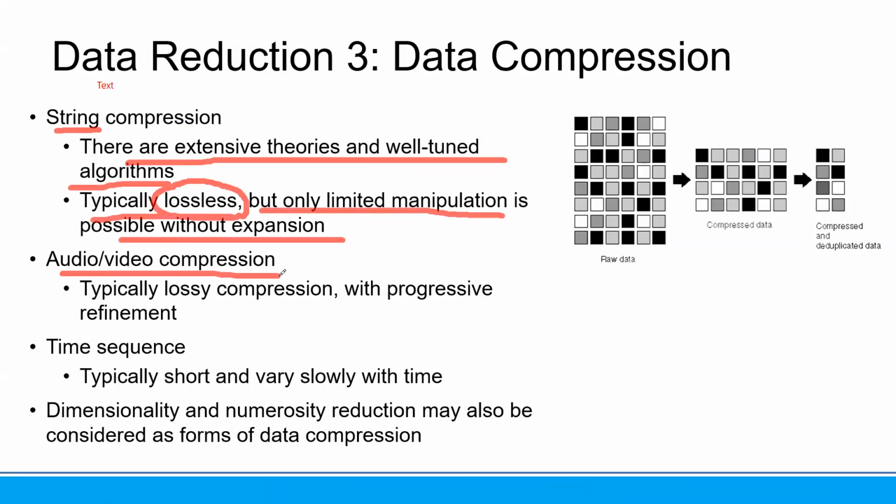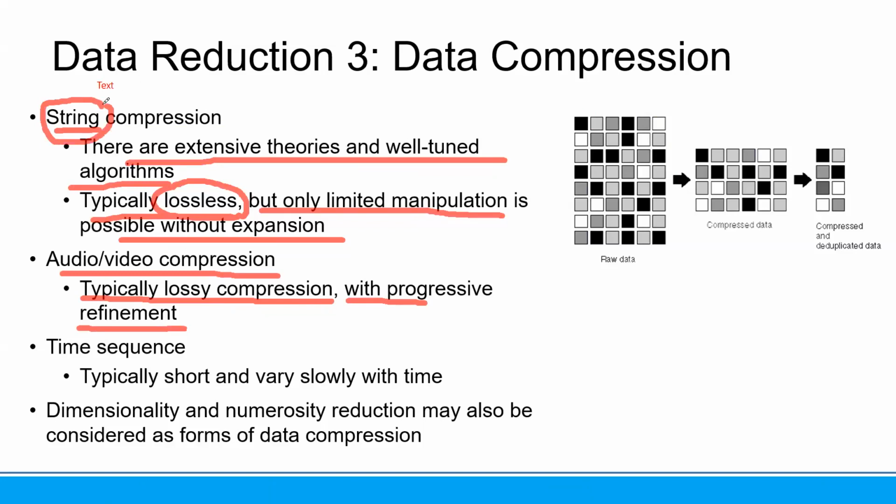And then we can also do audio or video compression. It is typically lossy compression with progressive refinement. String, usually you can see it in the news. Maybe the newspaper will write a lot of content, but some of the newspapers, they can make a summary. So you can use the compression.